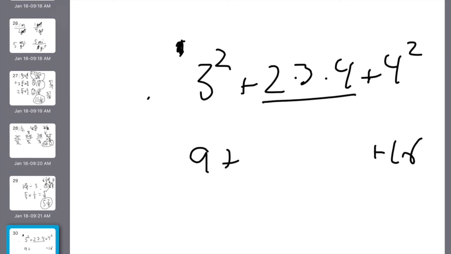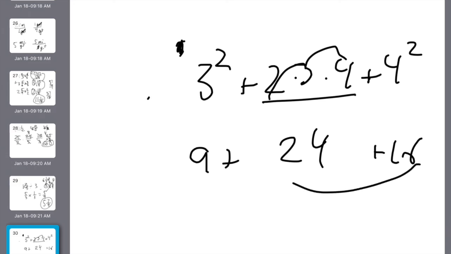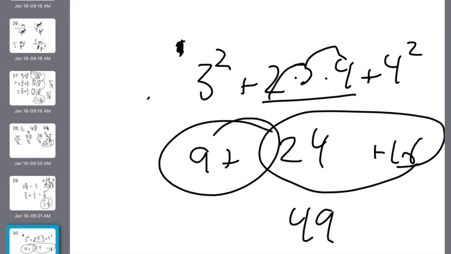Now the math, exponents first. That's 9, that's 16. Then the multiplication in the middle. 2 times 3 is 6, times 4 is 24. Now addition left to right. Now it's all addition, guys, so I can go any order. If you want to do it this way, because that adds up to 40, and then 9, you get 49.